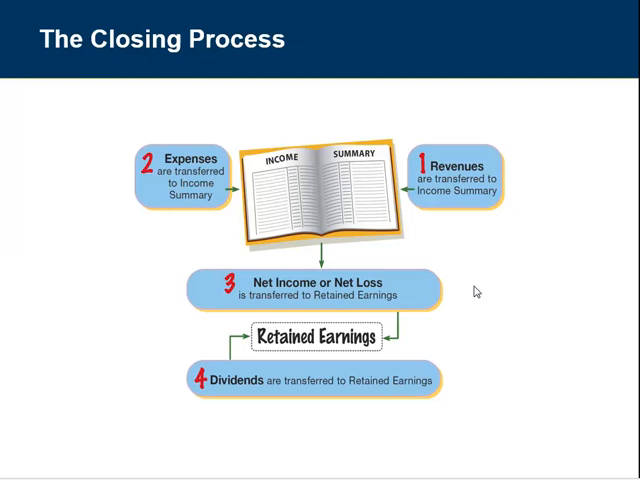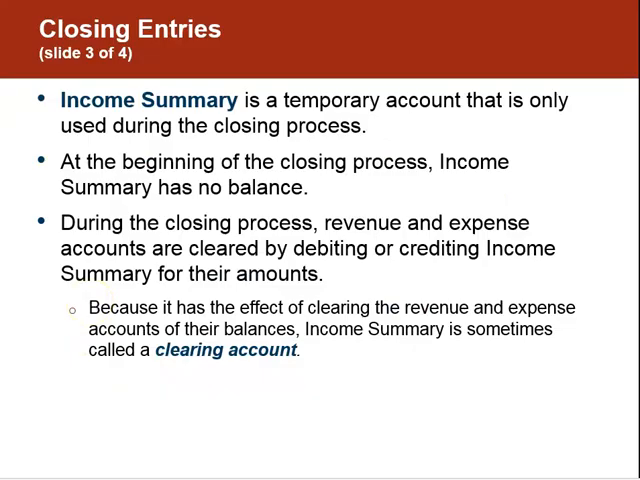this is just a little diagram of what is taking place. It's those same 4 steps, 1, 2, 3, 4. So I'm not going to go over this any more than what I already have. Let's talk about this income summary account that we're using. It says income summary is a temporary account that is only used during the closing process. Okay, so I was a little bit ahead of myself there. They told us the exact same thing I already told you.